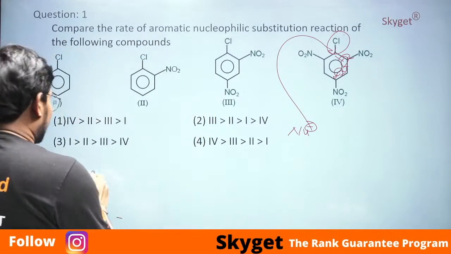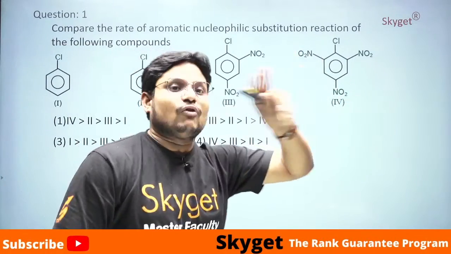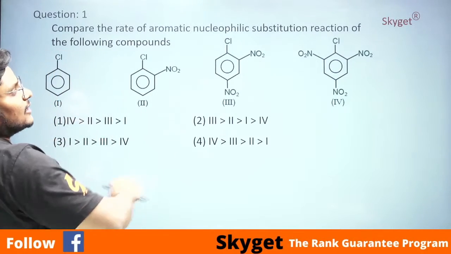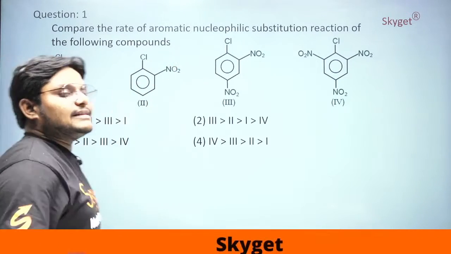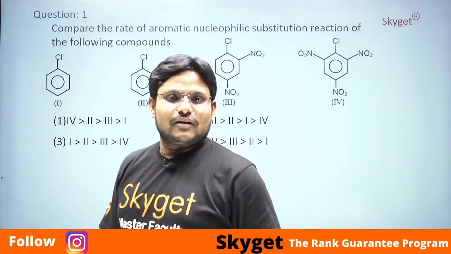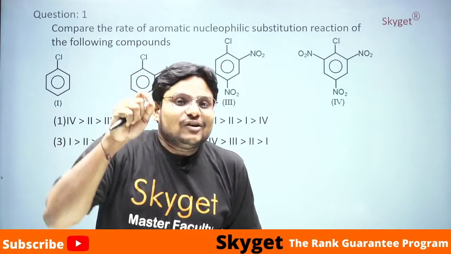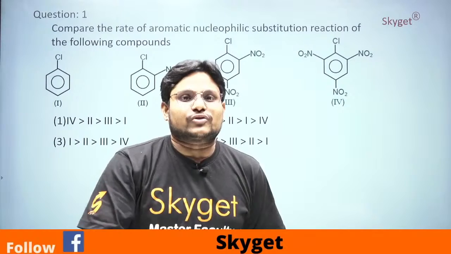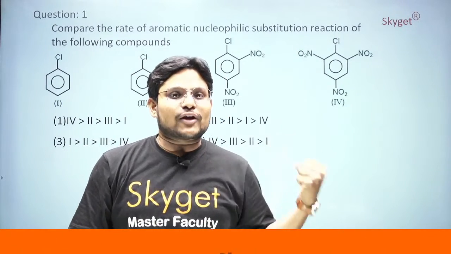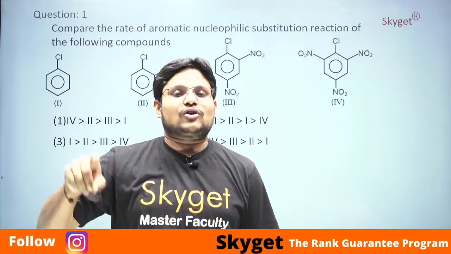So what exists here? In the 4th compound you can see 3 NO2 groups, in the third compound 2 NO2 groups, and in the second compound 1 NO2 in the ortho position, and the first compound is simply chlorobenzene. Concentrate on NO2 here. NO2 is an electron withdrawing group. You have to focus more on electron withdrawing groups and electron donating groups.